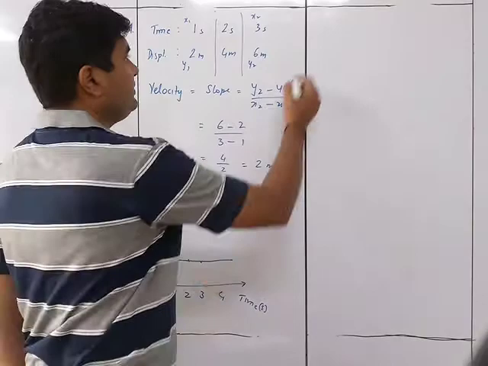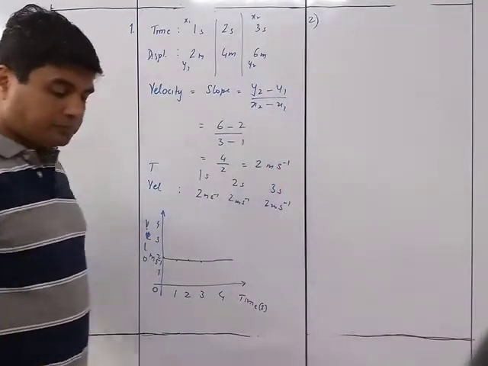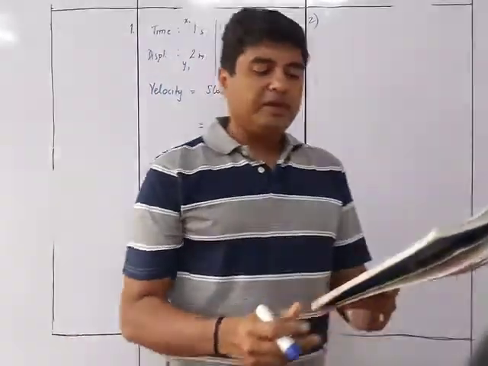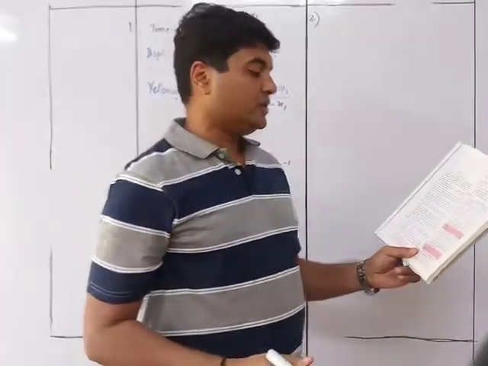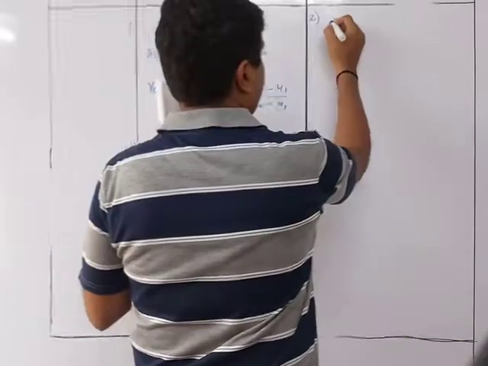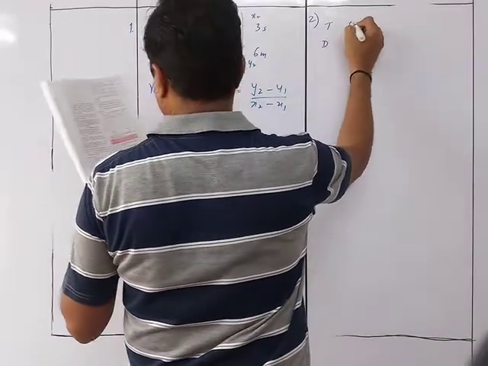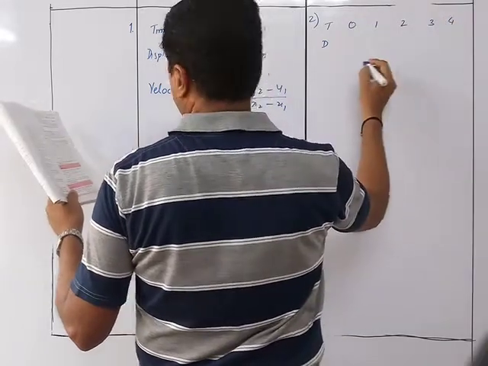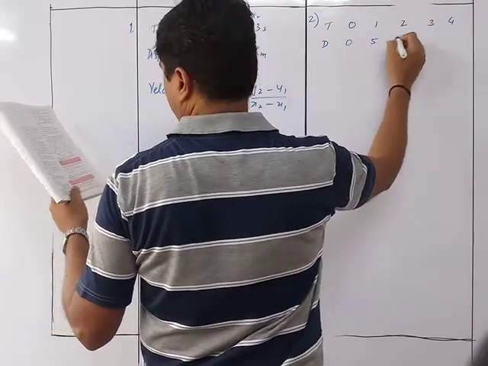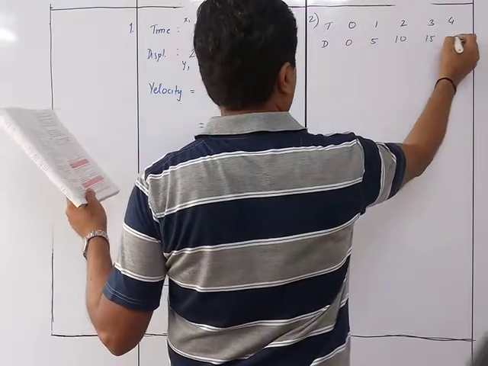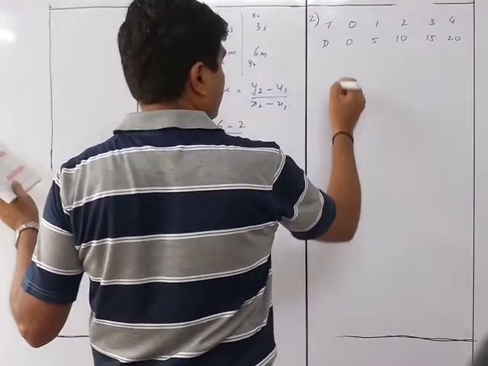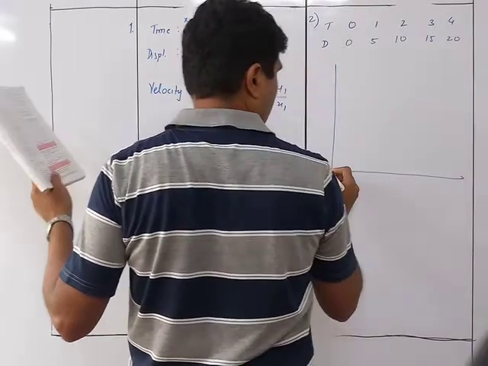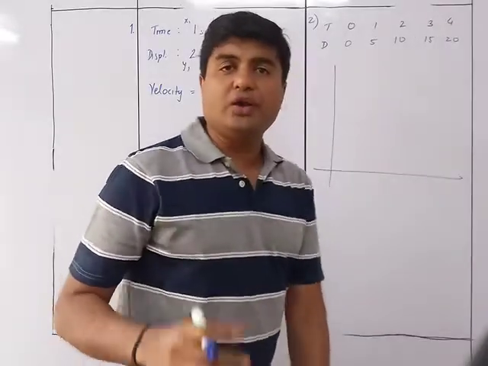Okay, we see question number 2. The following table gives the displacement of a car at different instances. They are given the time 0, 1, 2, 3, 4 and the displacement 0, 5, 10, 15, 20. You need to draw the displacement time graph. You can draw it in your notebook itself.